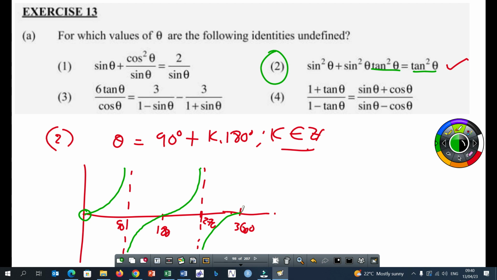From the graph, your trig functions. If you put values of x and your x is 90, your calculator will say error. You remember that? It will say error when x is 90.